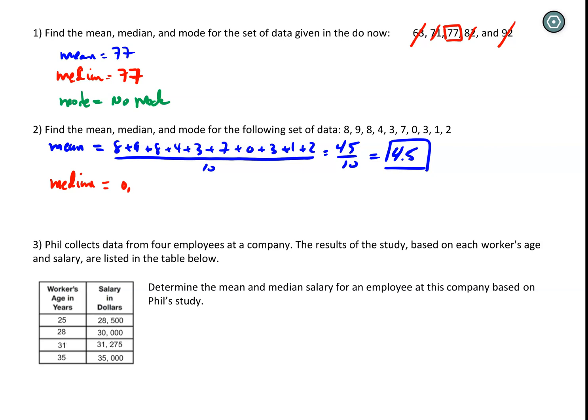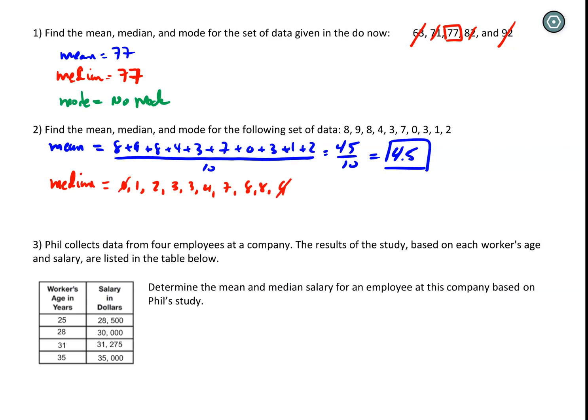I've got 0, 1, 2, 3, another 3, there's a 4, 7, there's 2 8s, and a 9. And again, I always go back and check: 1, 2, 3, 4, 5, 6, 7, 8, 9, 10. I've got 10 pieces of data. That's what I should have. And I would go back and just double check that I've done it. So now I can start doing this.